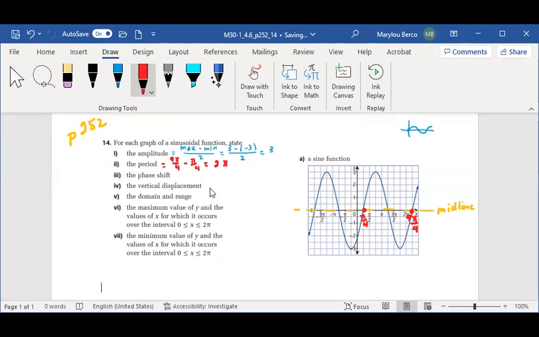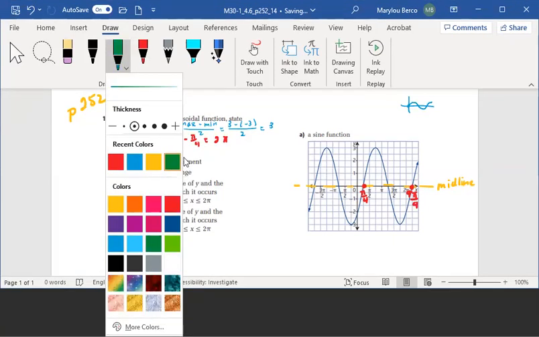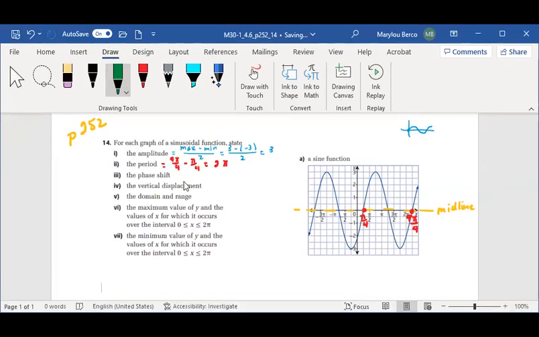Now the phase shift, again, when you take a look at that midline, you can see the phase shift, which should start at 0, 0, shifts pi over 4 units to the right. So the phase shift from the start of the first cycle of the sine curve is to the right of the y-axis, and the phase shift is pi over 4.